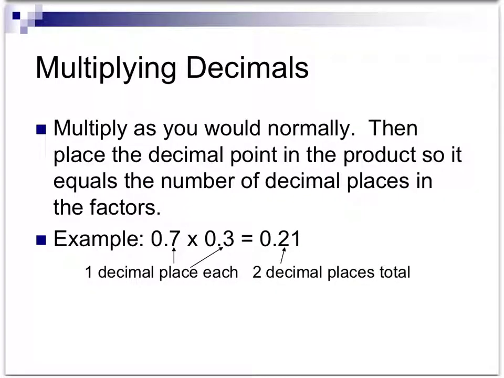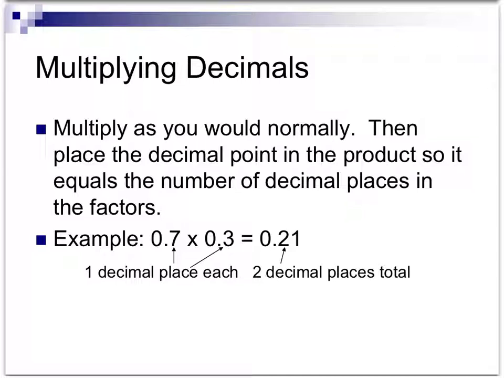Here's the procedure for multiplying decimals. Please write these down in your notes. When we multiply decimals together, we're going to multiply like we normally would, ignoring the decimal points at first, then placing the decimal in the product so that it has the same number of decimal places as the factors.